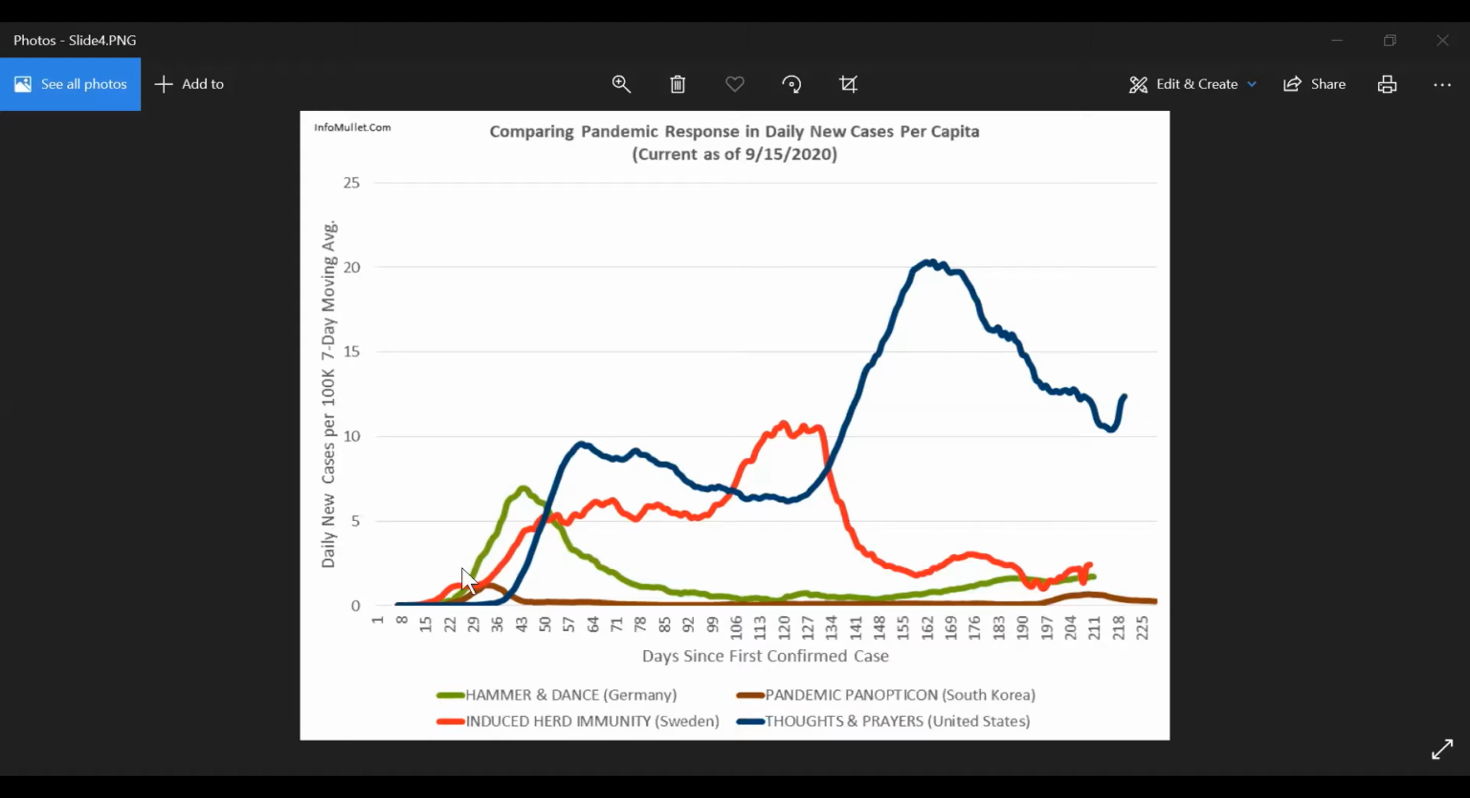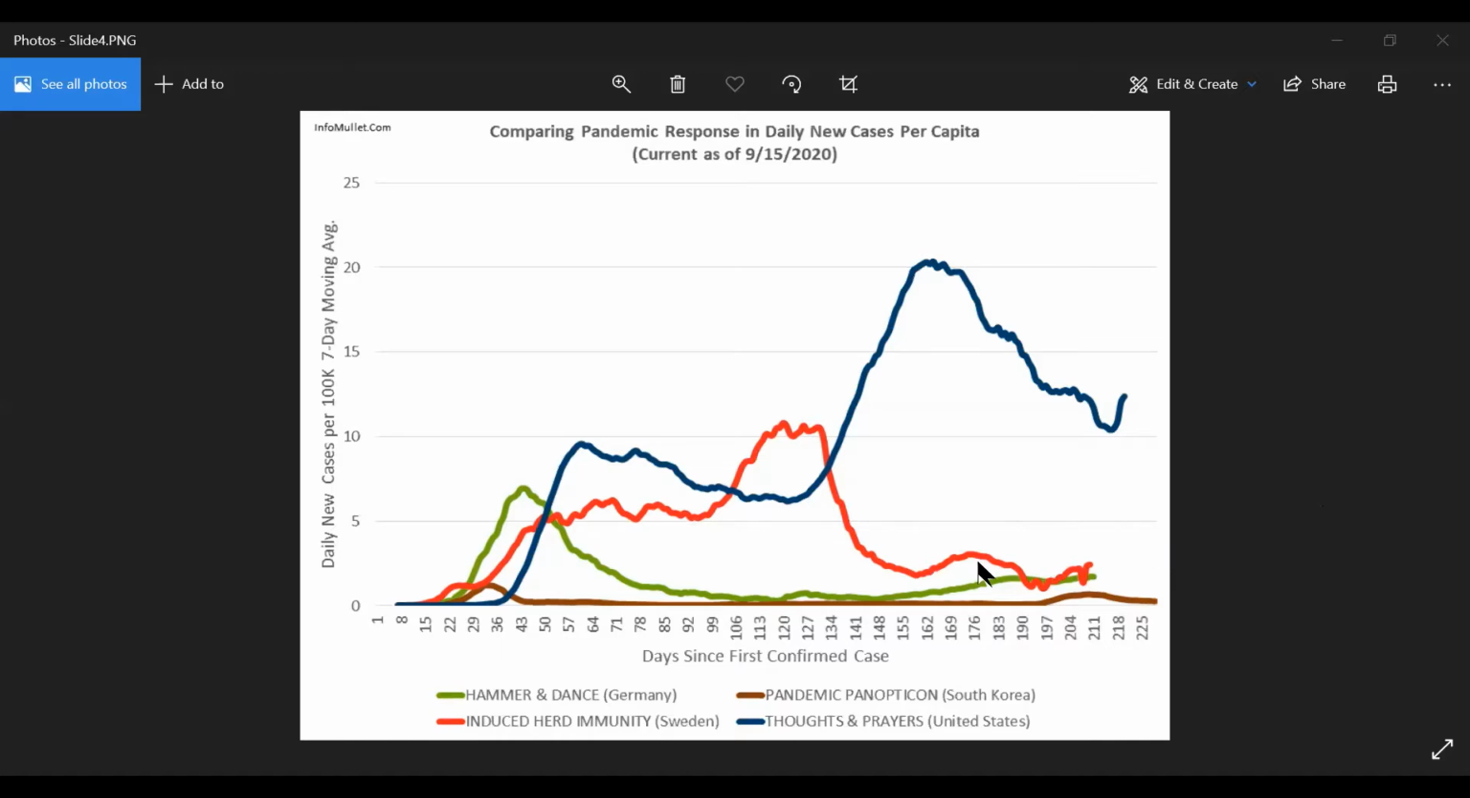interesting behavior patterns. South Korea was the first one to have an outbreak, and they had a very small outbreak, and it's been virtually flat ever since. So the pandemic panopticon by far is the most effective response I think we've seen, because you catch it early, you stop it early, you never have a real outbreak.